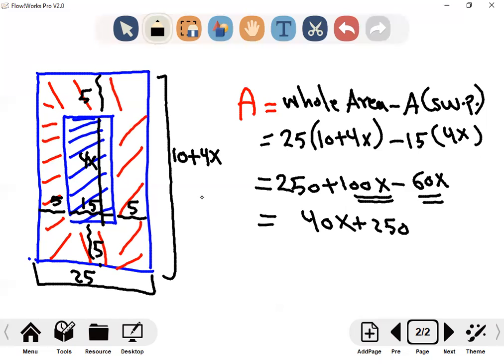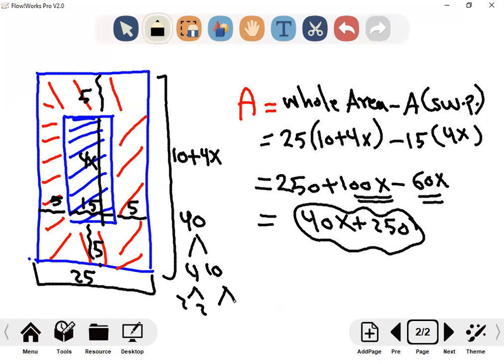The question wants us to find the answer in factored form. Let's remember the factored form. We find the GCF, right? 40 is 4 by 10, which is 2 by 2, 2 by 5. So we have 2, 2, 2, 5, right?